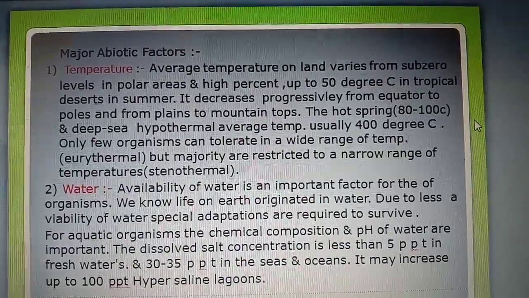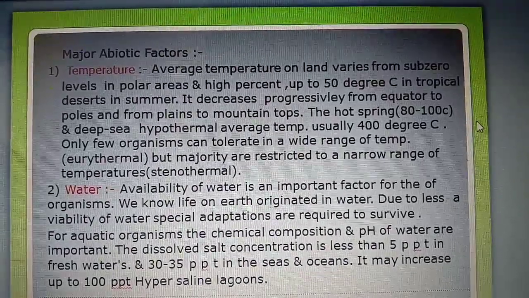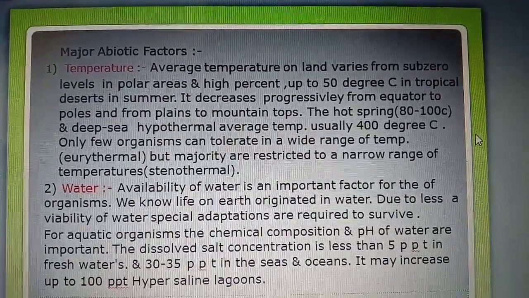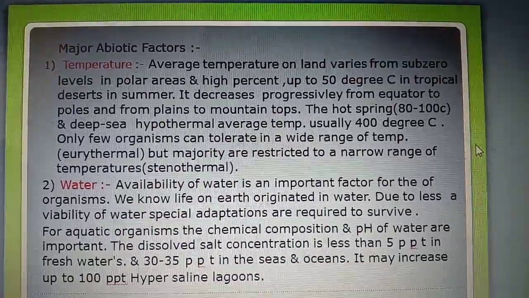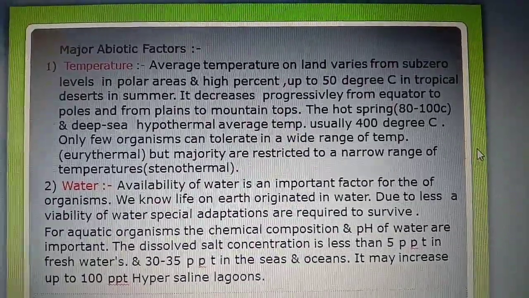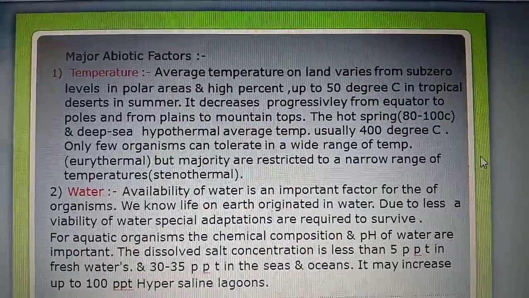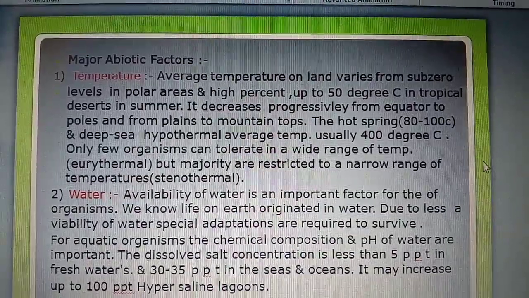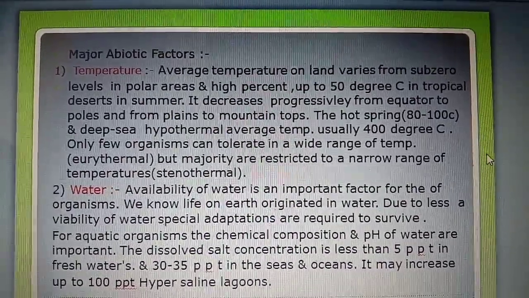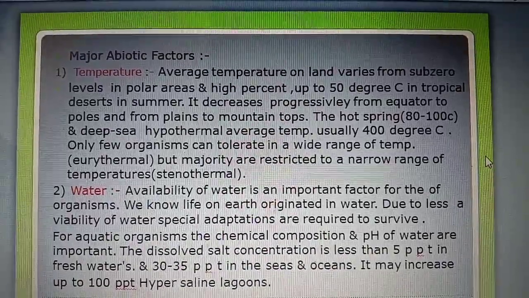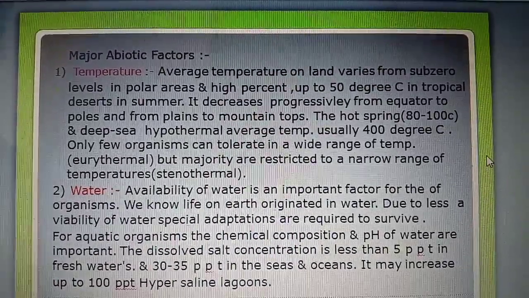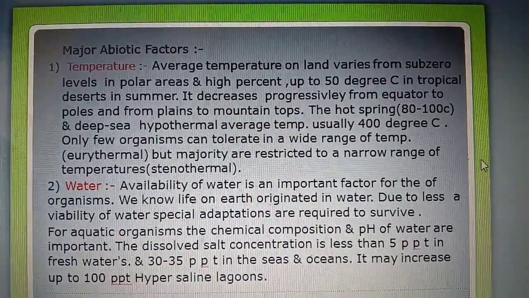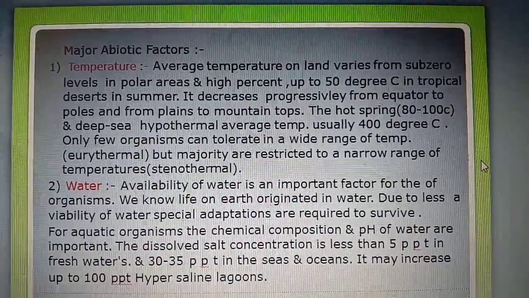In hot springs, the temperature is 80 to 100 degrees Celsius, and in deep sea hydrothermal vents the average temperature can be up to 400 degrees Celsius. Only a few organisms can tolerate a wide range of temperature, which is called eurythermal, but the majority are restricted to a narrow range of temperature, which is called a stenothermal range.